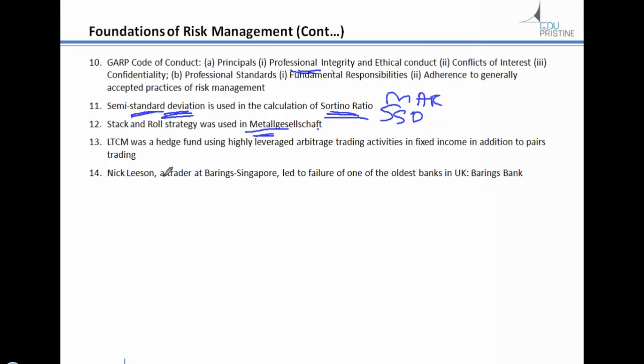Nick Leeson, a clear case of operational risk. A trader at Barings Bank led to the failure of one of the oldest banks in the UK, Barings Bank. It took speculative positions to cover prior trading losses due to little or no risk management interference.